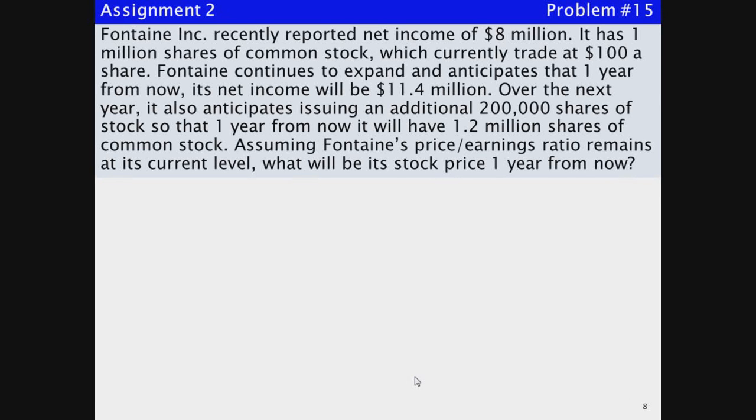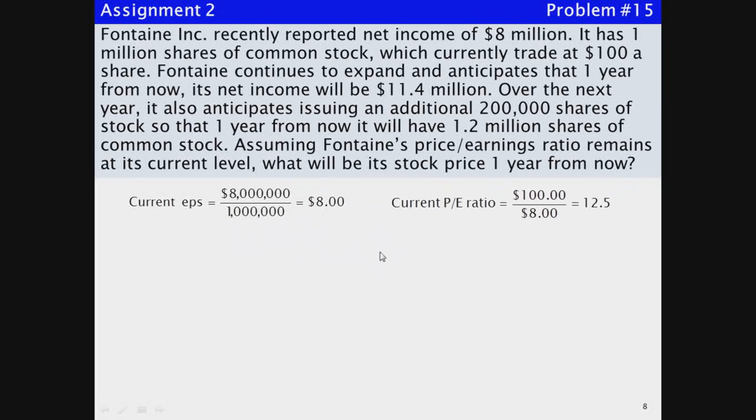Assume Fontaine's PE, price-earnings ratio, remains at its current level. What will its stock price be 1 year from now if that were the case? Okay. The current earnings per share is 8 million net income divided by the 1 million number of shares. They currently have $8 per share of earnings per share. So the PE ratio is currently 100 divided by 8, right?